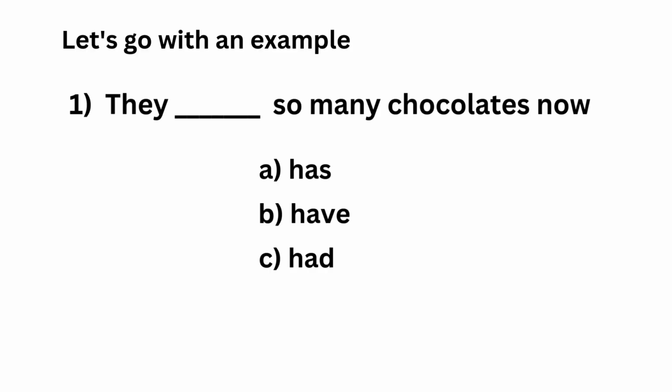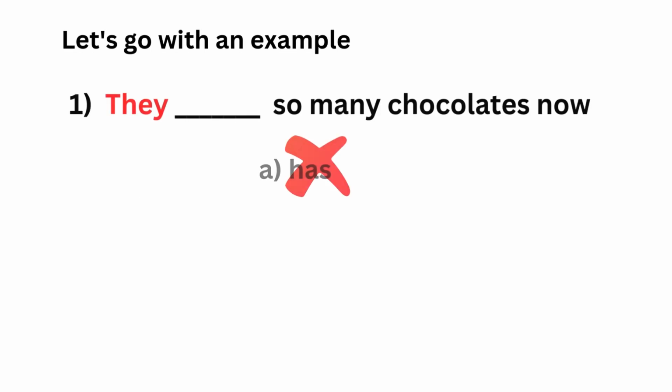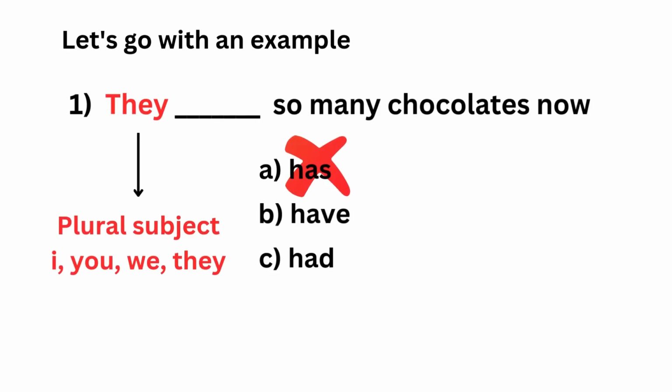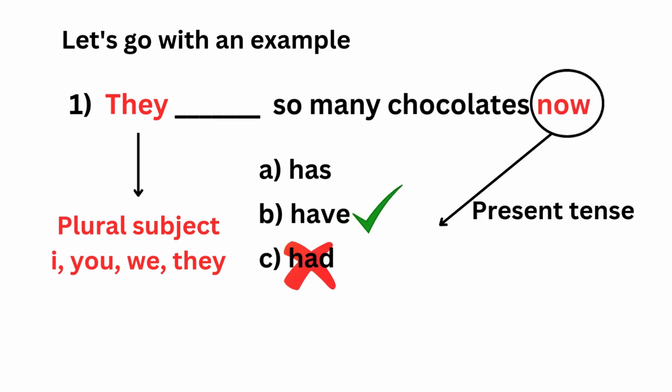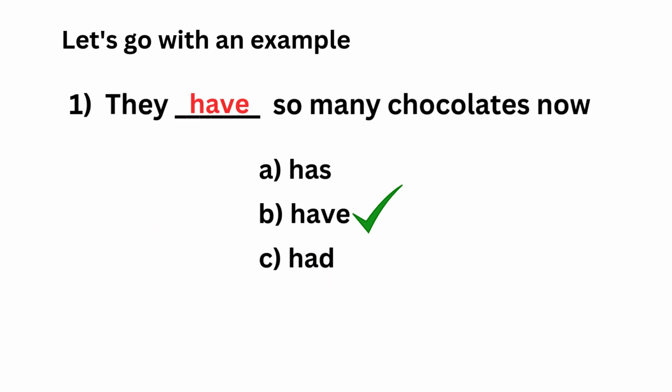Let's go with some example sentences. Number 1. They dash so many chocolates now. Here, first we see the subject they, which is plural, so we cannot use has. There are two possibilities, have or had. The word now indicates the present, so we use have. Answer, they have so many chocolates now.